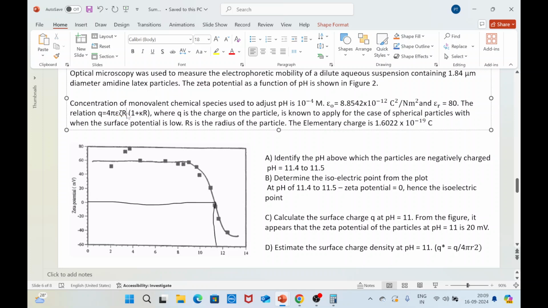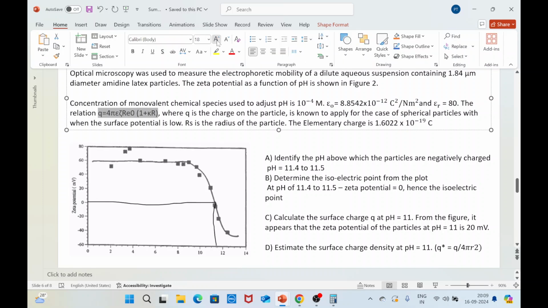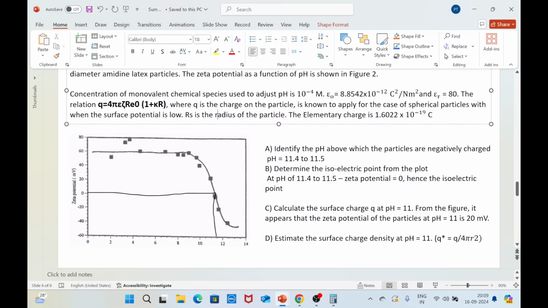So epsilon naught. Once you substitute it here, you'll be able to get the surface charge, and from there the surface charge density.